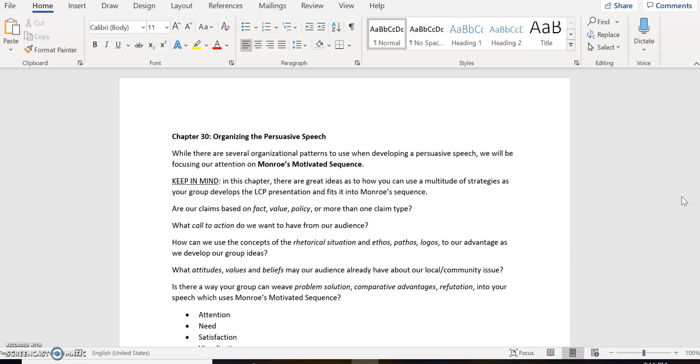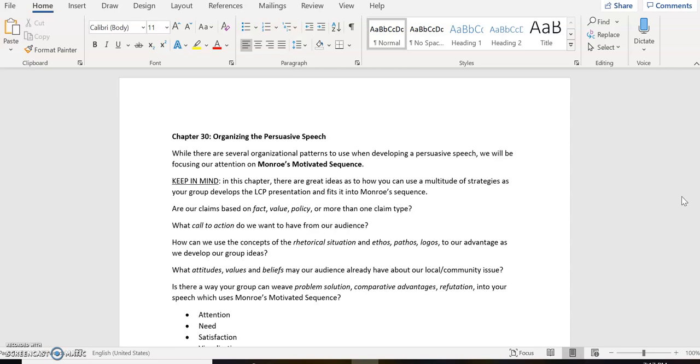So also keep in mind that in this chapter, there are some great ideas as to how you can use a multitude of strategies as your group is developing the LCP presentation and fit it into Monroe's sequence. So make sure to look through it before your meeting. Like I said many times, this chapter is very important for your project.